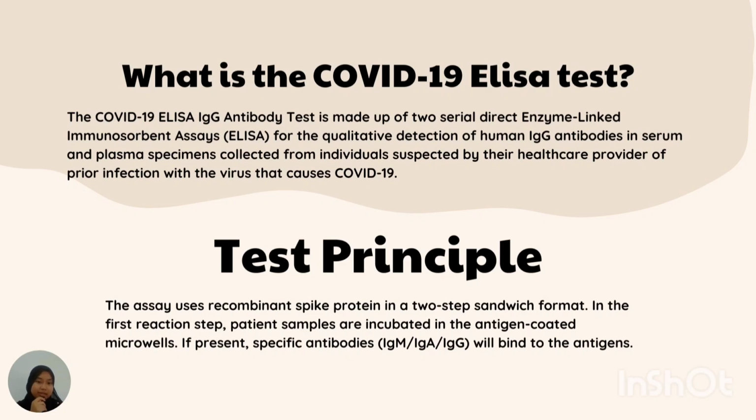Next is the test principle. The assay uses recombinant spike protein in a two-step sandwich format. In the first reaction step, patient samples are incubated in the antigen-coated microwells. If present, specific antibodies will bind to the antigens. Next, I will pass the presentation to my friends.